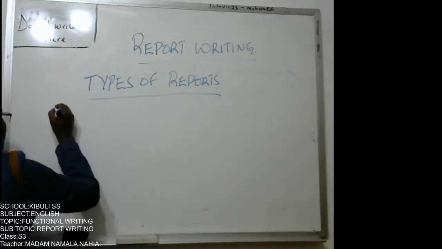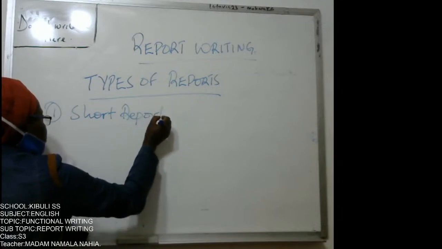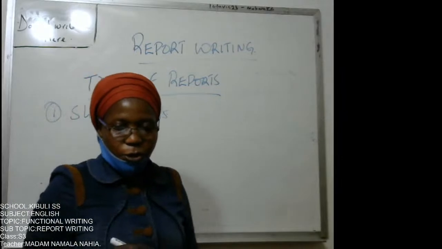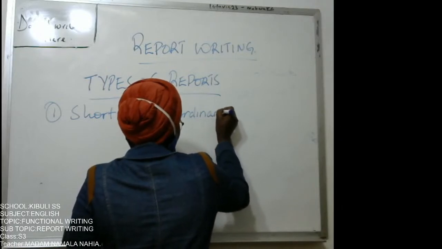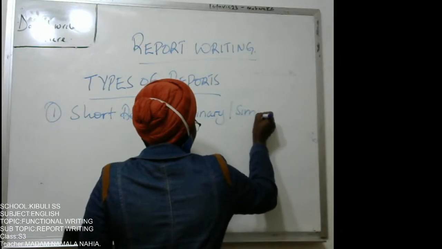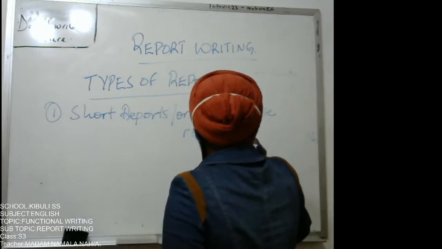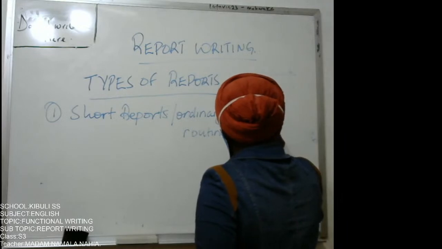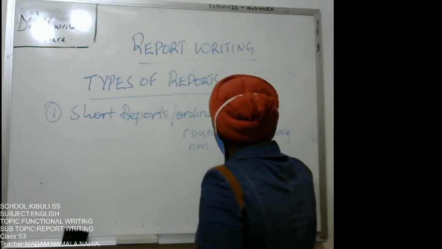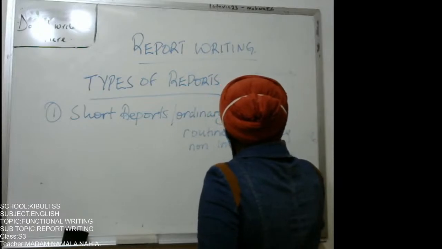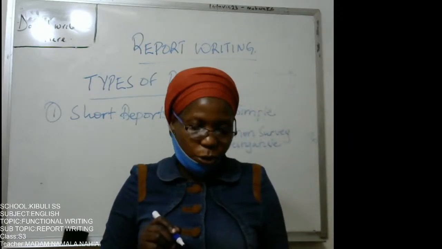Number 1, we have what we call short reports. These ones are also known as ordinary reports. They are also known as simple reports. They are also known as routine reports. They are also known as non-survey reports. They are non-investigative. Why am I listing all these names? Because they guide you and they help you understand the particular report that we are talking about.